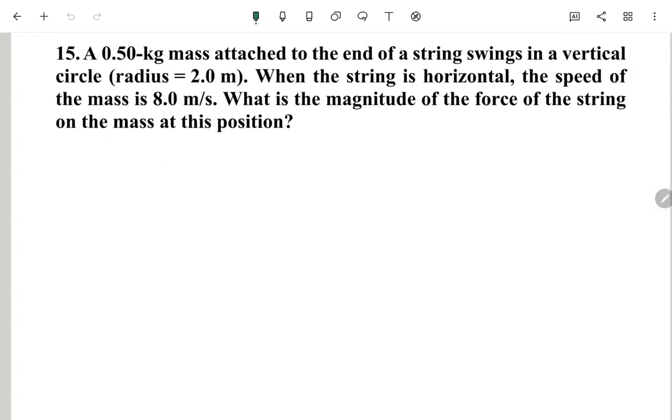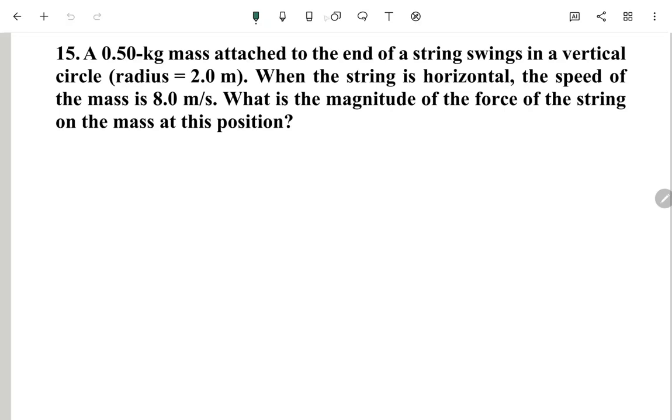A 0.5 kilogram mass attached to the end of a string swings in a vertical circle with radius 2 meters. When the string is horizontal, the speed of the mass is 8 meters per second. What is the magnitude of the force of the string on the mass at this position?